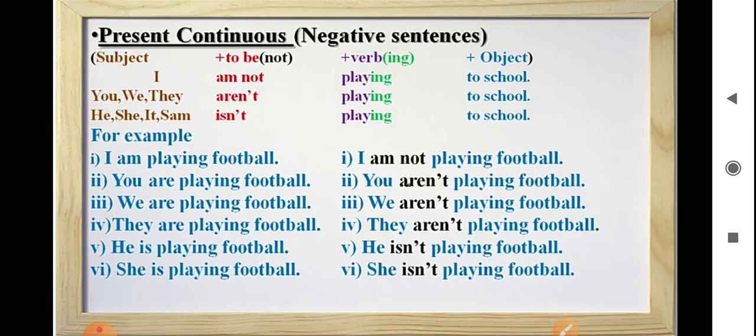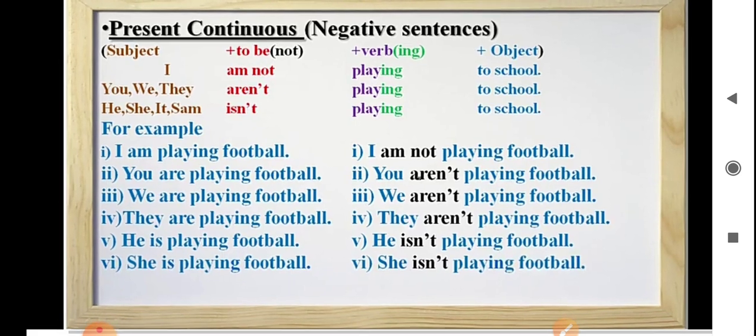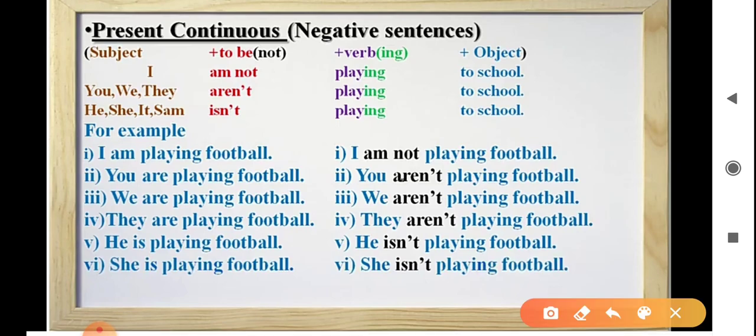See more examples. In this context, I am playing football is an affirmative sentence and it is converted into a negative sentence with the use of the word not with the is, am, are. I am not playing football. You are playing football. You aren't playing football. We are playing football. We aren't playing football. They are playing football. They aren't playing football. He is playing football. He isn't playing football. She is playing football. She isn't playing football.